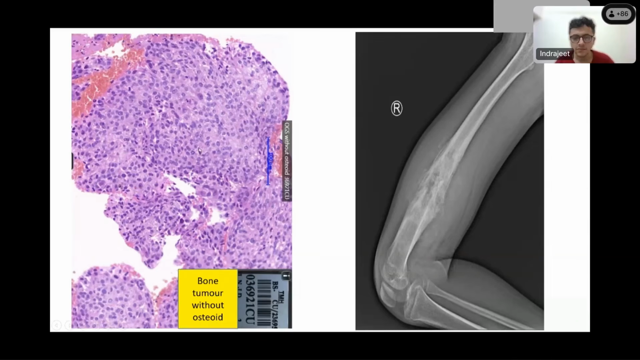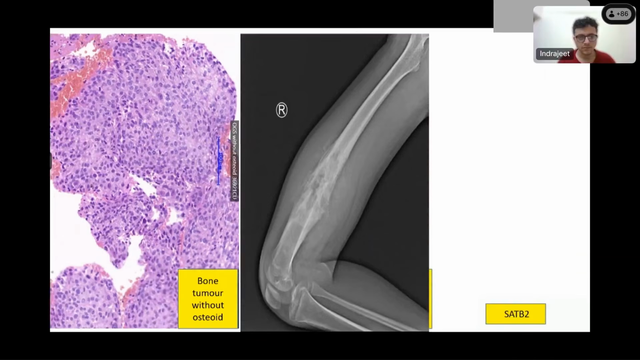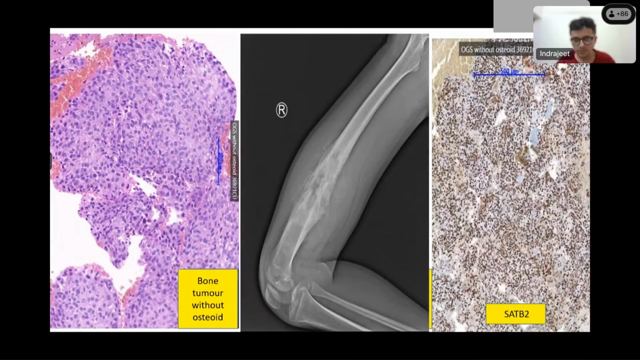Yeah, it can be. You can see some mitosis here. Now this tumor doesn't have any osteoid matrix. It has its morphology more towards an epithelioid morphology. And yet what we are seeing here is a strongly SATB2 positive. So this is an osteosarcoma without any matrix.